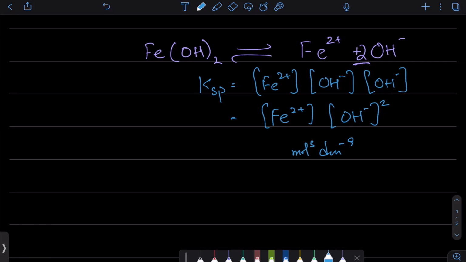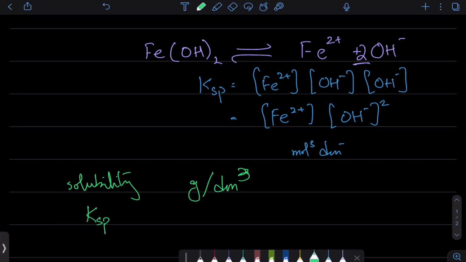Now you use that to figure out two things. One thing is called solubility. Solubility is basically the mass of that thing that will be dissolved in 1 dm cube at that temperature. So solubility is like the amount or mass per unit volume that is in the solution, the maximum you can dissolve. So it is in grams per dm cube for each temperature. And Ksp is the constant based on that.